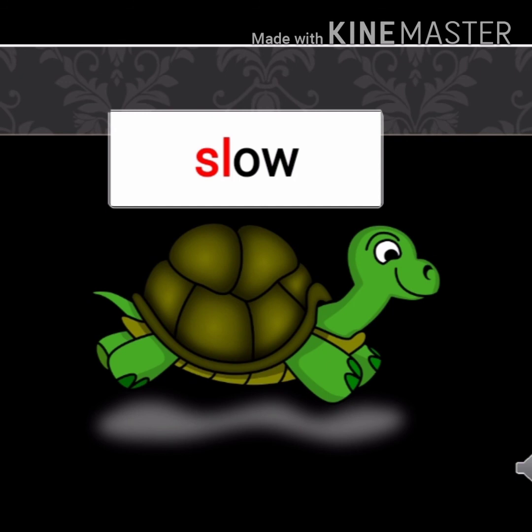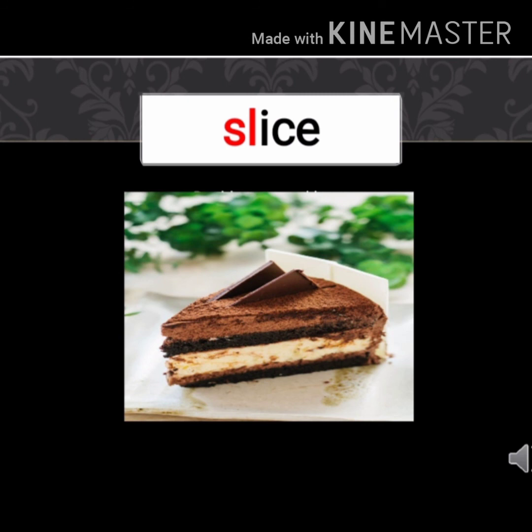Let's see this picture. Yes, this is a slice of yummy cake. Let's learn the spelling with me. Slice. SL slur, ICE slice.